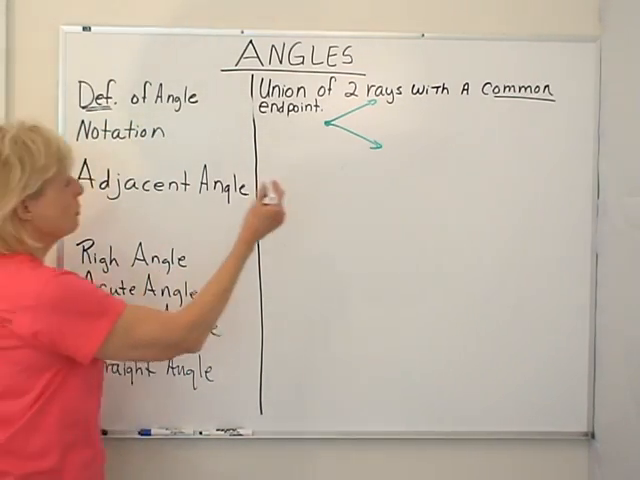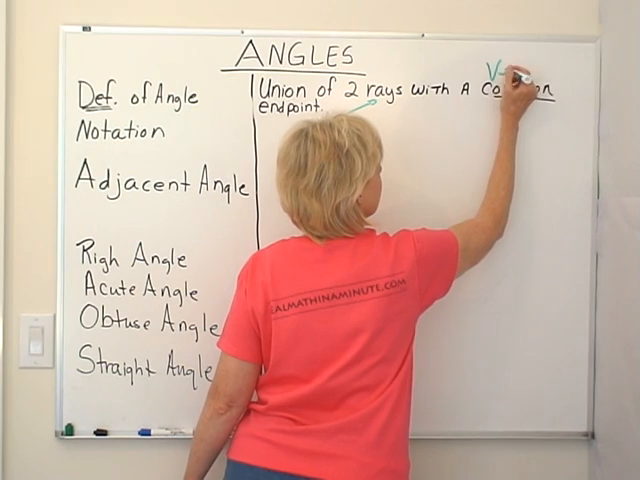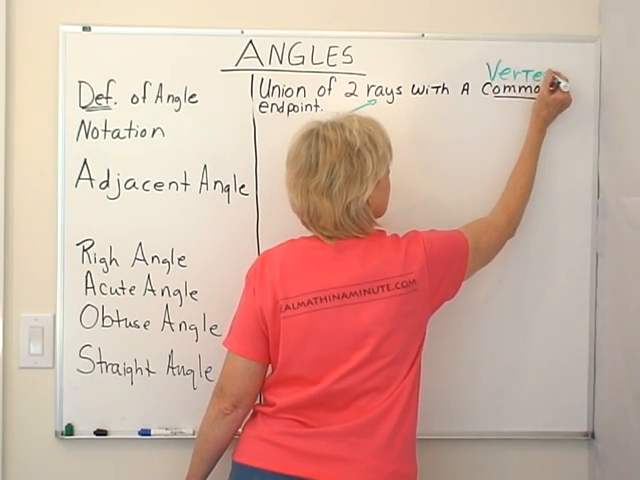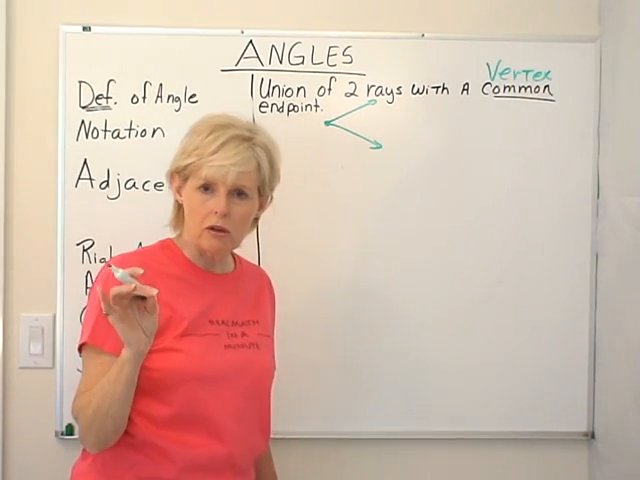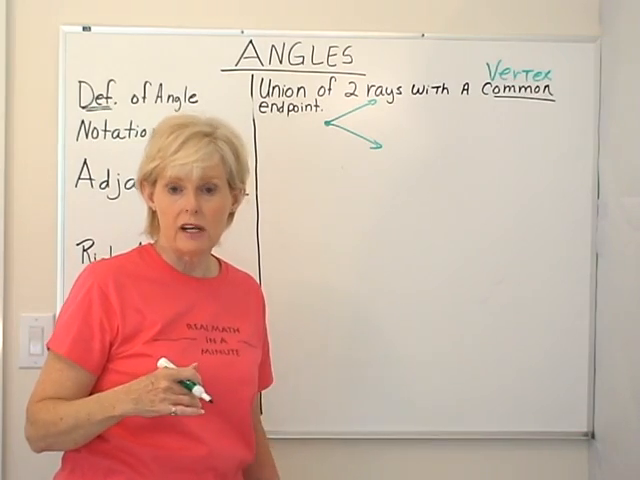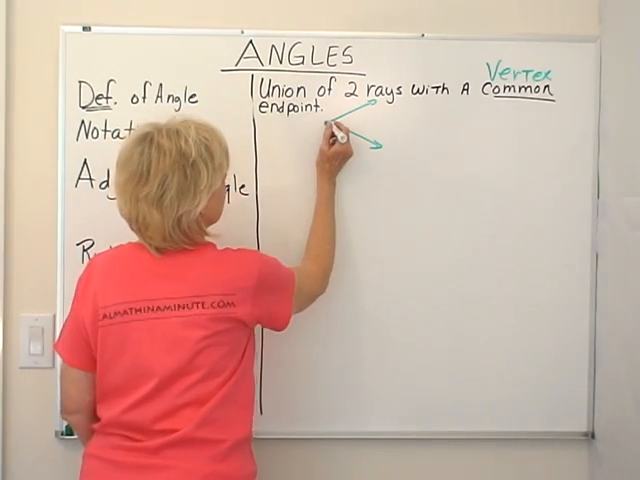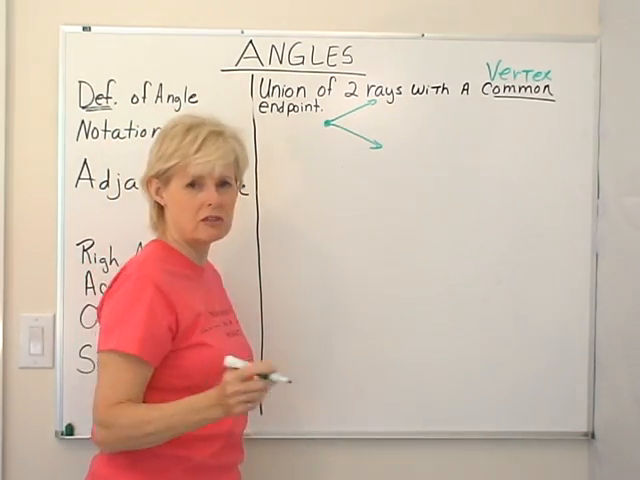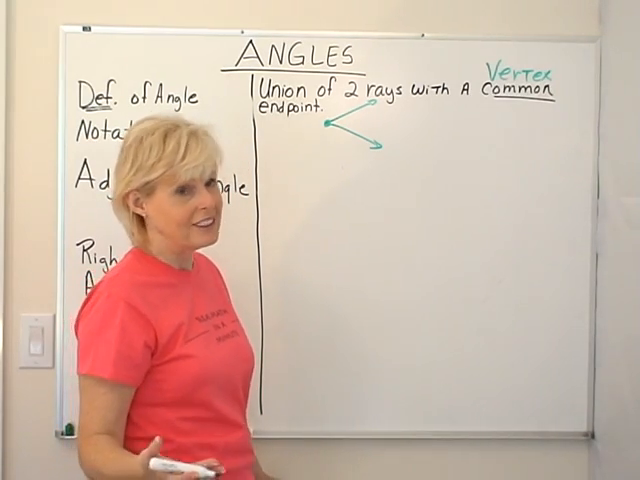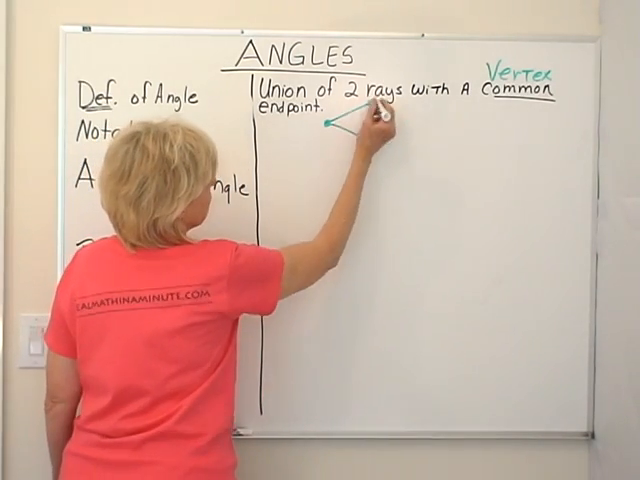That common endpoint we're going to call the vertex, and that's just a name for where those two rays come together. That's what makes it an angle. If they don't come together at a vertex, it's not an angle. So an angle is made up of two rays.